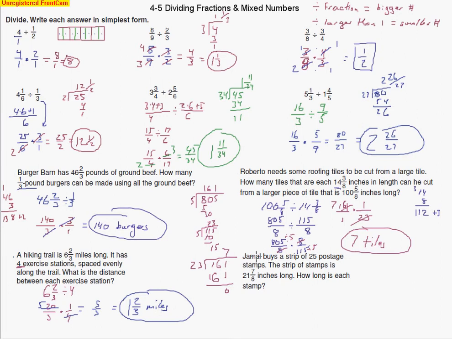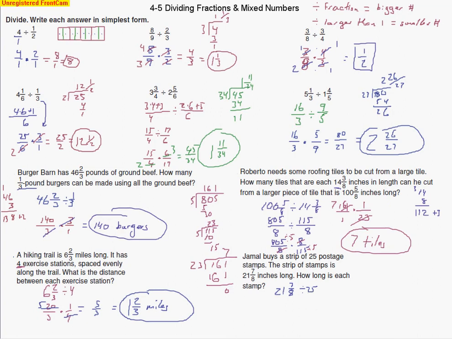Well, the next one, Jamel buys a strip of 25 postage stamps. The strip of stamps is 21 7/8 inches long. How long is each stamp? Well, we're going to divide 21 7/8, the length of the strip of stamps, all connected together, by 25 stamps to find out how long each is going to be. Now, our answer should be a fraction, because 25 is bigger than 21. So I know I'm going to get a fraction as a number.